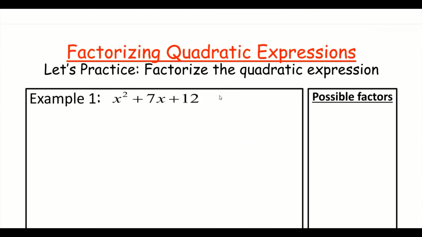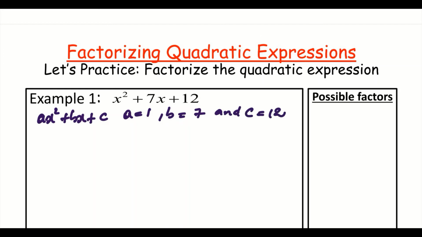So let's begin. Factorize the quadratic expression x squared plus 7x plus 12. Now, first thing, is this in the form of ax squared plus bx plus c? It must be in the form ax squared plus bx plus c. So good, it's in the same form. Hence, my a value is equal to 1, my b value is equal to 7, and my c value is equal to 12.